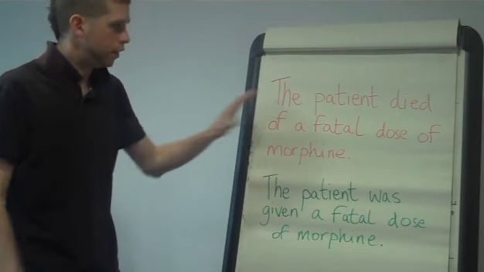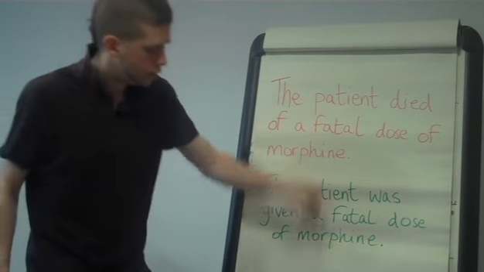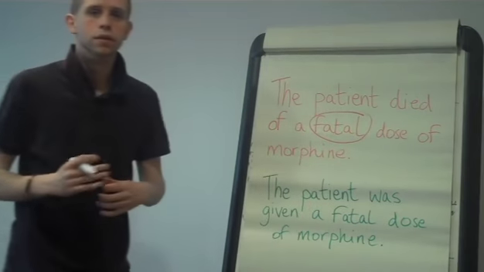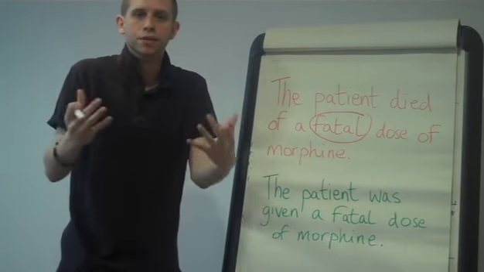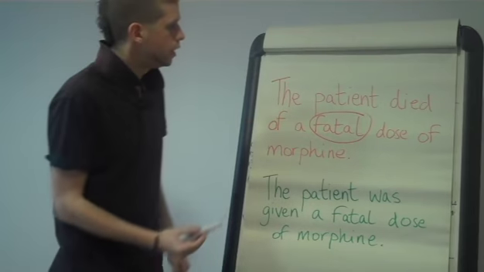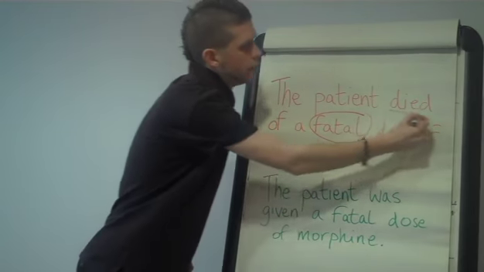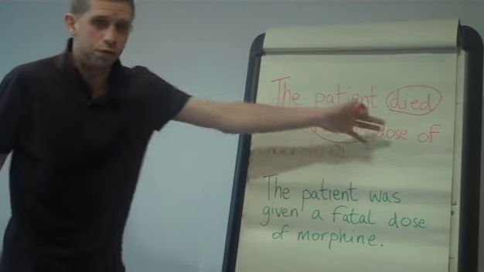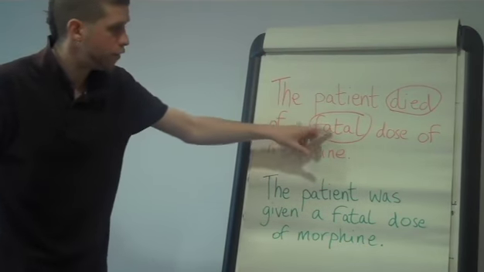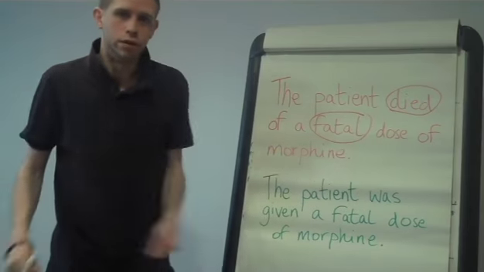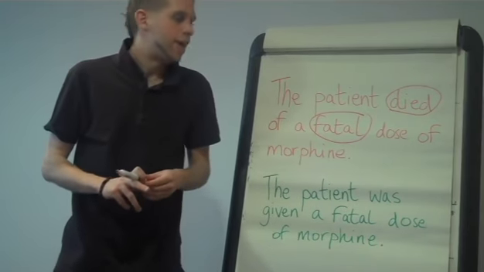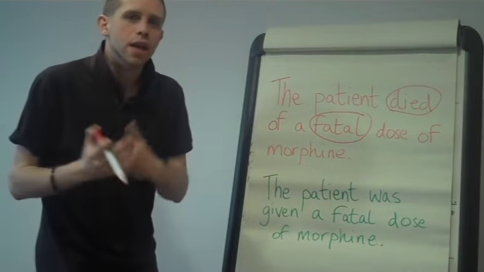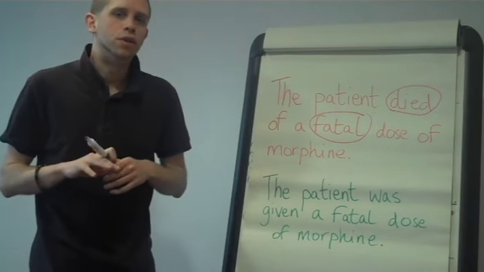And the problem with this first sentence is that this word fatal here means that it kills you, right? It's lethal, it kills you, which means that we don't need to also use this word died, because if the dose of this morphine, of this drug, is fatal, then we know it's killed the patient. Okay? So again, it just shows that you're not being as efficient as you can be, or as clear as you can be with your use of language.